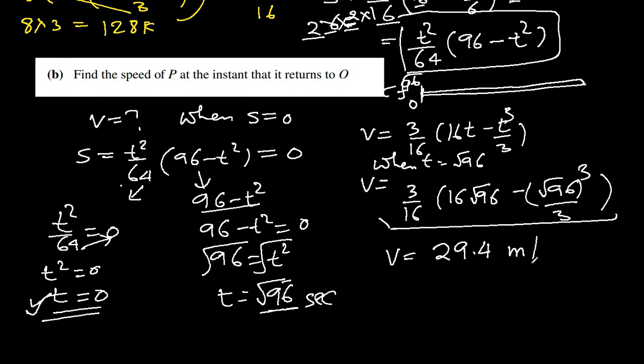returns to O. When I put this in my calculator, I got 29.4 meters per second. Let's move on to the next part, which is this. Find the maximum displacement of the particle from O.